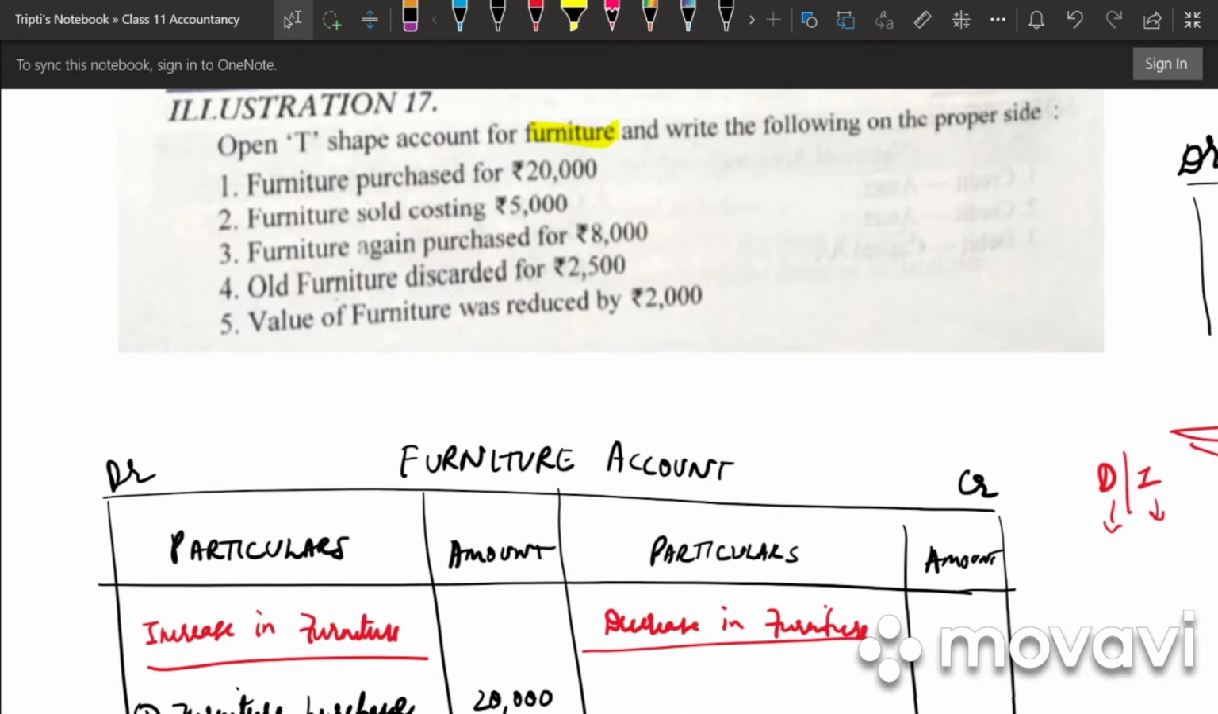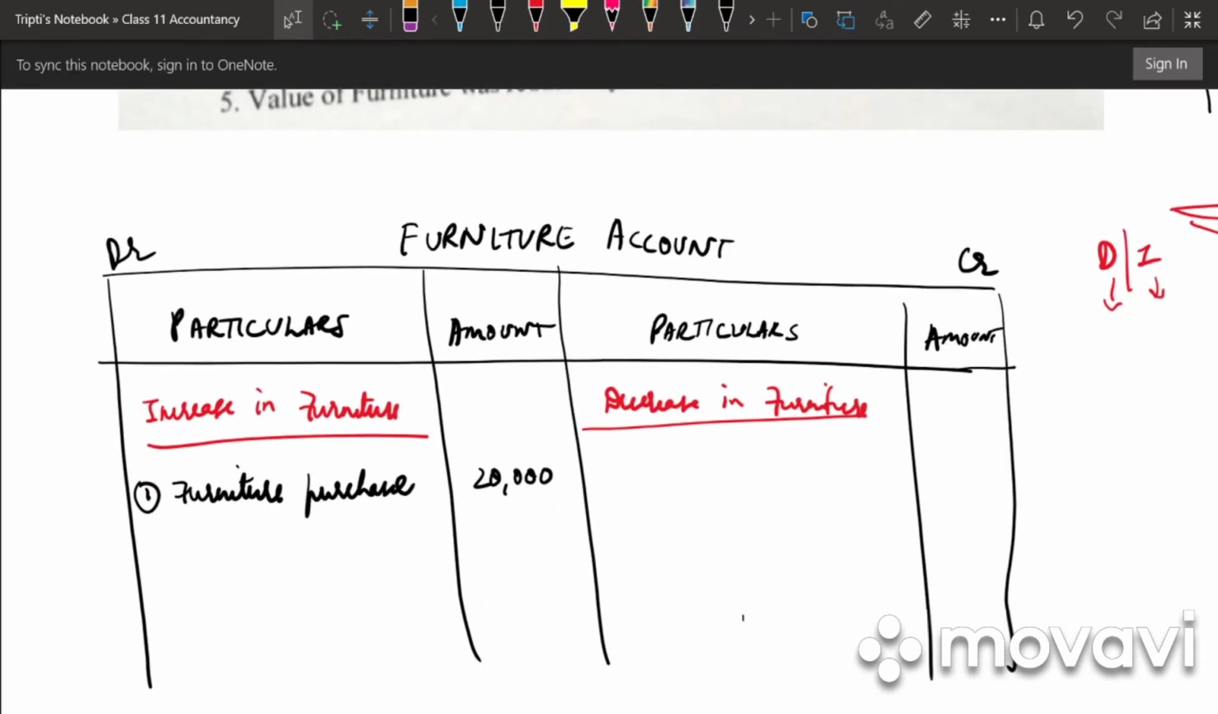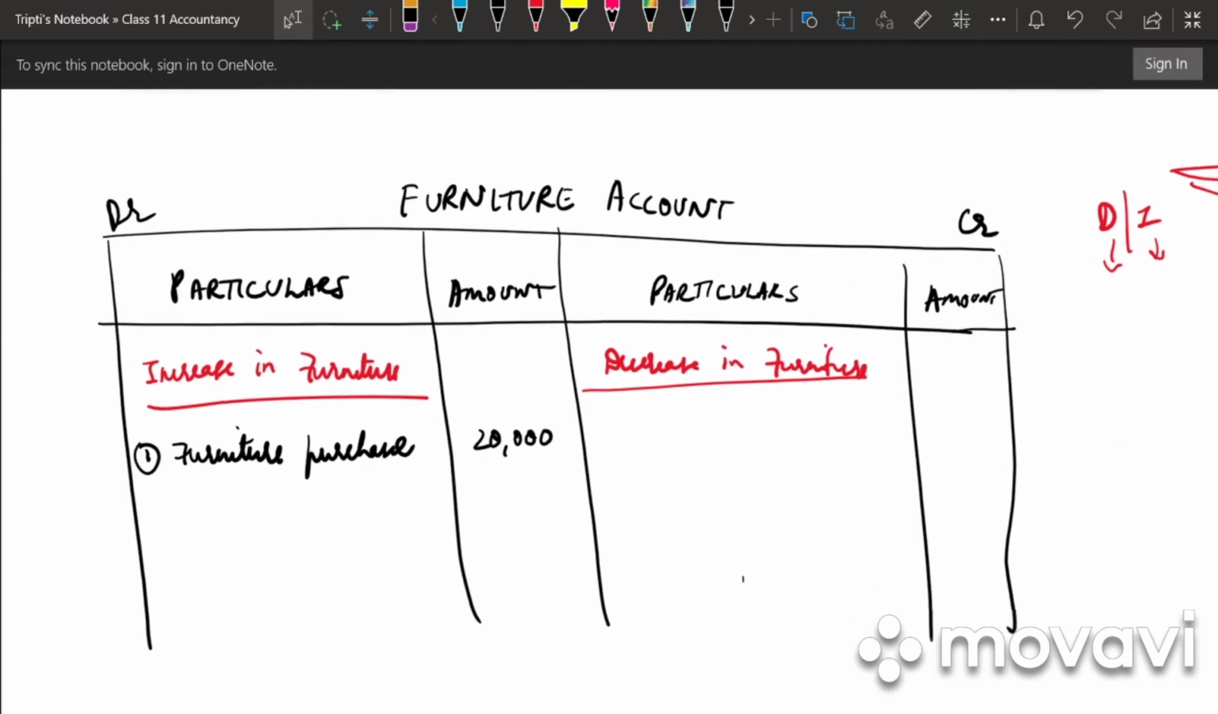Next, what is the entry? Furniture sold costing 5,000. So when we are selling the furniture, the amount of furniture is reducing. So decrease in furniture is on the credit side. So second one, furniture sold. How much is it? 5,000.